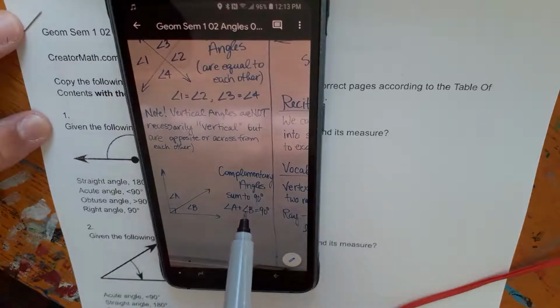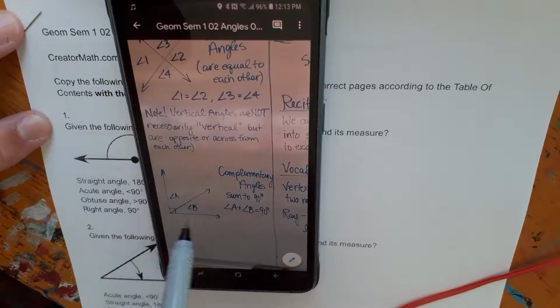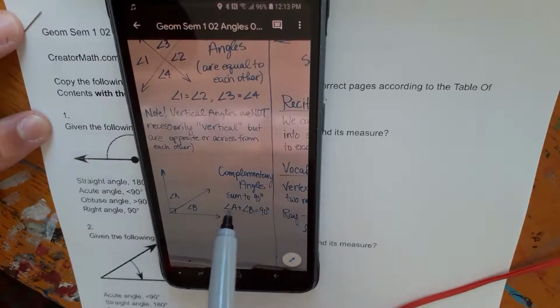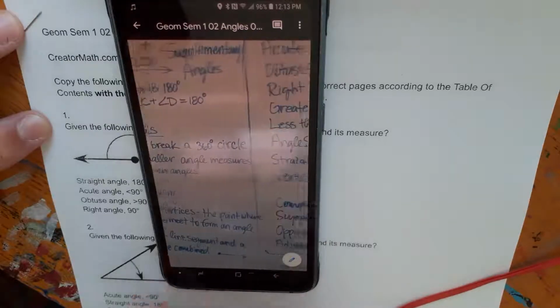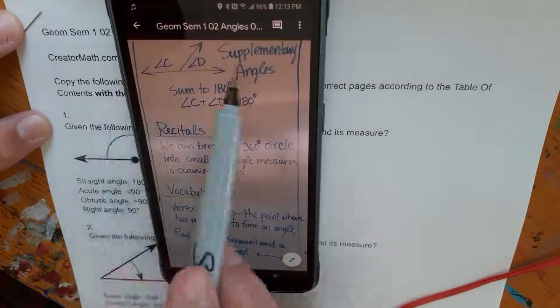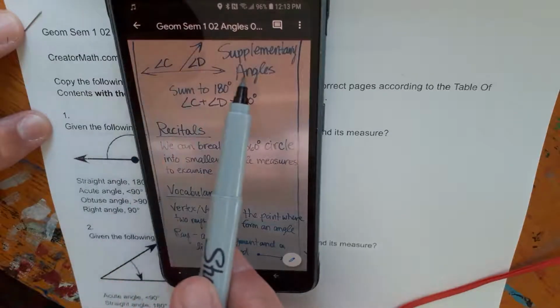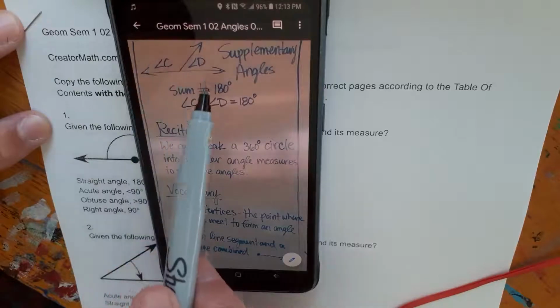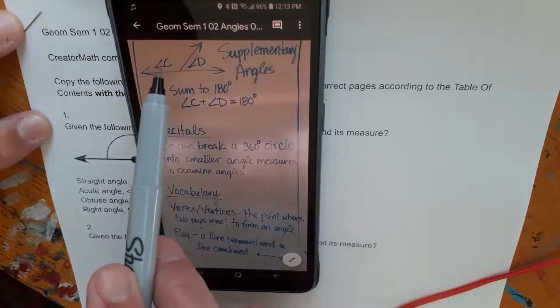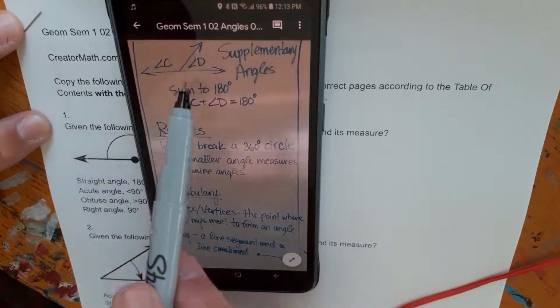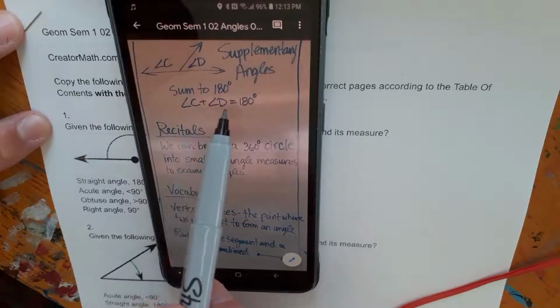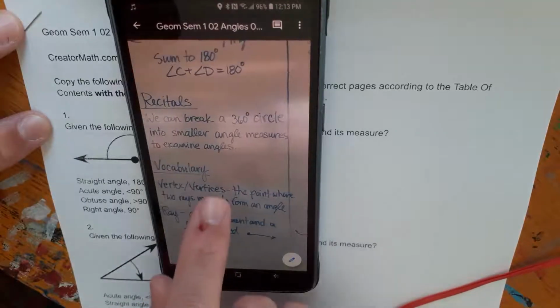All right, complementary means they sum to 90 degrees. So if you take a 90-degree angle and you split it in some part, and you have an angle A and an angle B, if you add angle A and B, they should be 90. So that's called complementary angles. We have supplementary angles. If you take a straight angle and divide it into two angles, then those angles need to add up to the total number of degrees of a straight angle, 180 degrees. So here, angle C, angle D, they must sum, which means add, to 180 degrees.